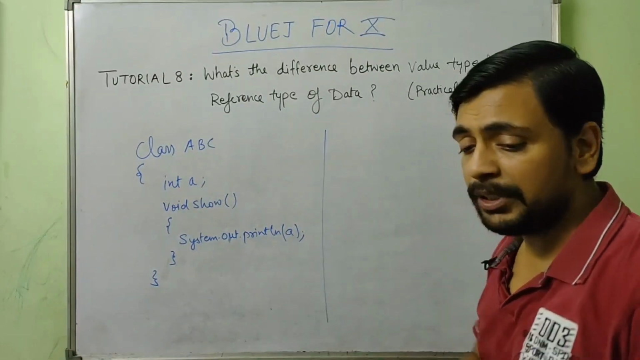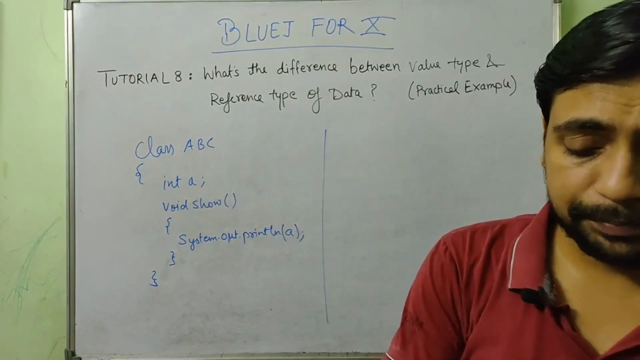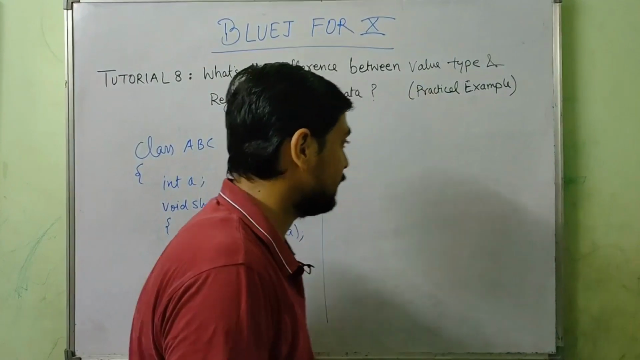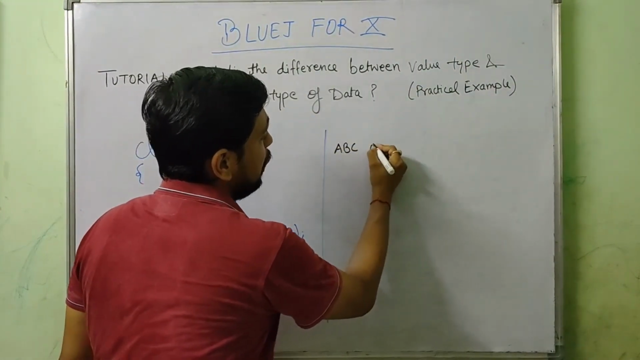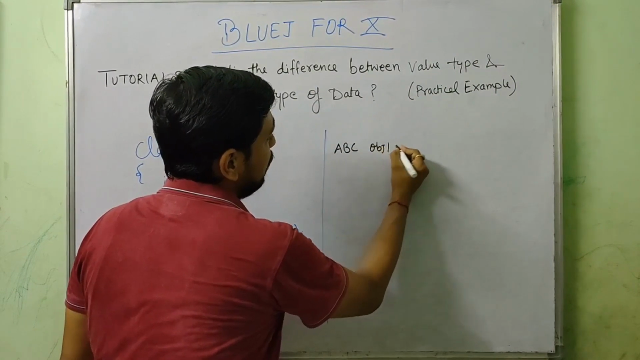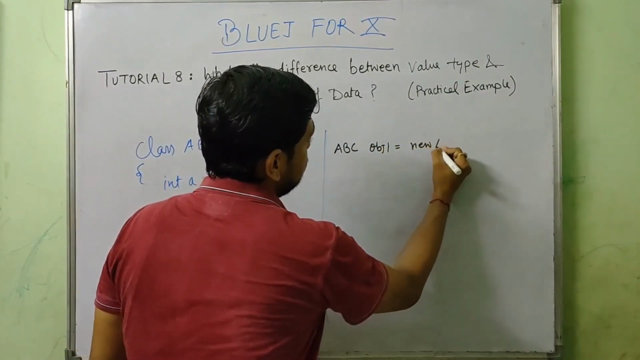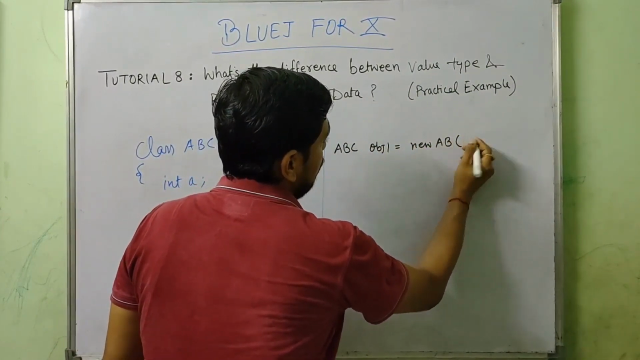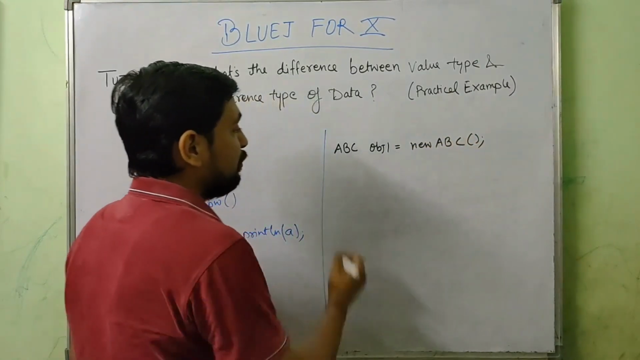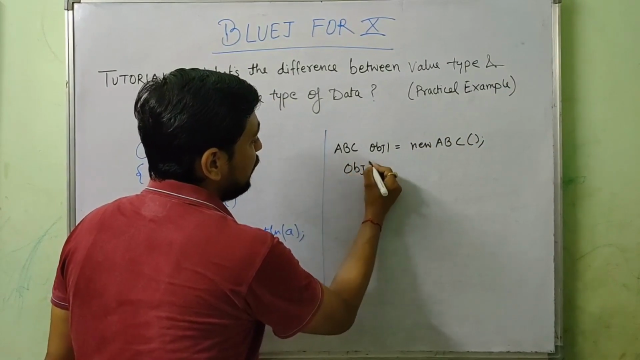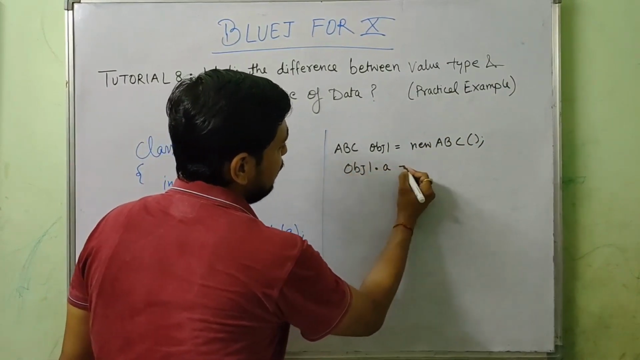Now what we will do is create an object of this ABC. You know how to create an object of ABC or an object of any class. I hope you know the syntax. You first specify the class name, so this time it's ABC, then the object name, let's suppose obj1 is equal to new ABC. Now we will assign some value in the a of ABC, let's suppose 10.